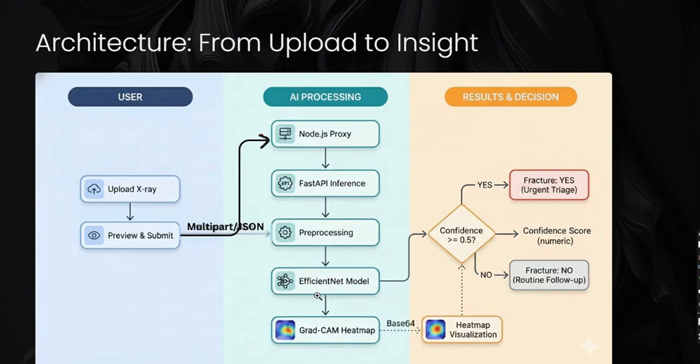Here, the EfficientNet model performs fracture detection and Grad-CAM generates an explainable heat map highlighting the affected regions. The final output, including a prediction, confidence score, and heat map, is returned to the user within seconds. This modular and explainable architecture ensures scalability, trust, and real-world usability.